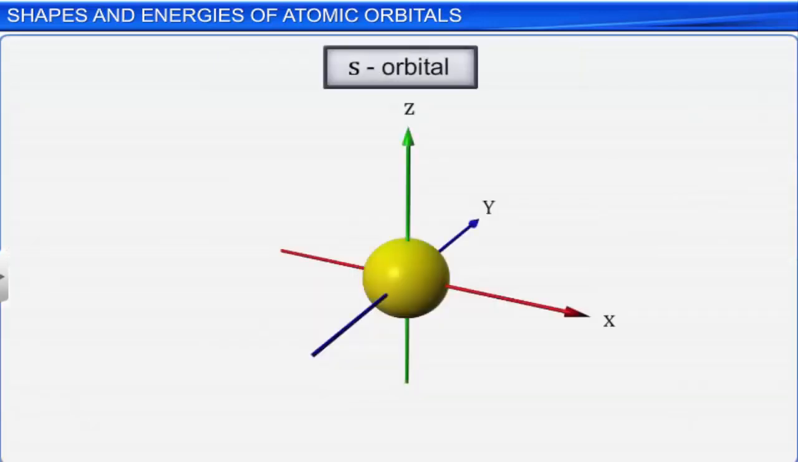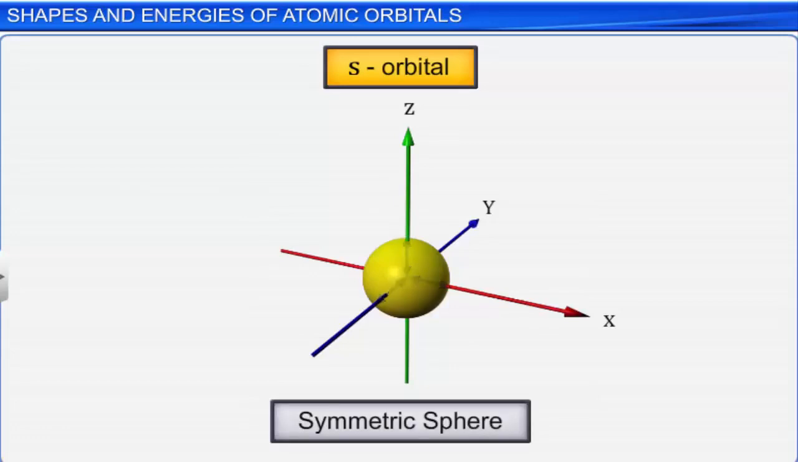The boundary surface diagram for the s orbital is always a sphere centered on the nucleus, irrespective of the principal shell to which the orbital belongs. This is because, for a given value of radius, the probability of finding the electron in the s orbital of a principal shell is found to be identical in all directions. Therefore, the shape of the s orbital is a symmetric sphere.